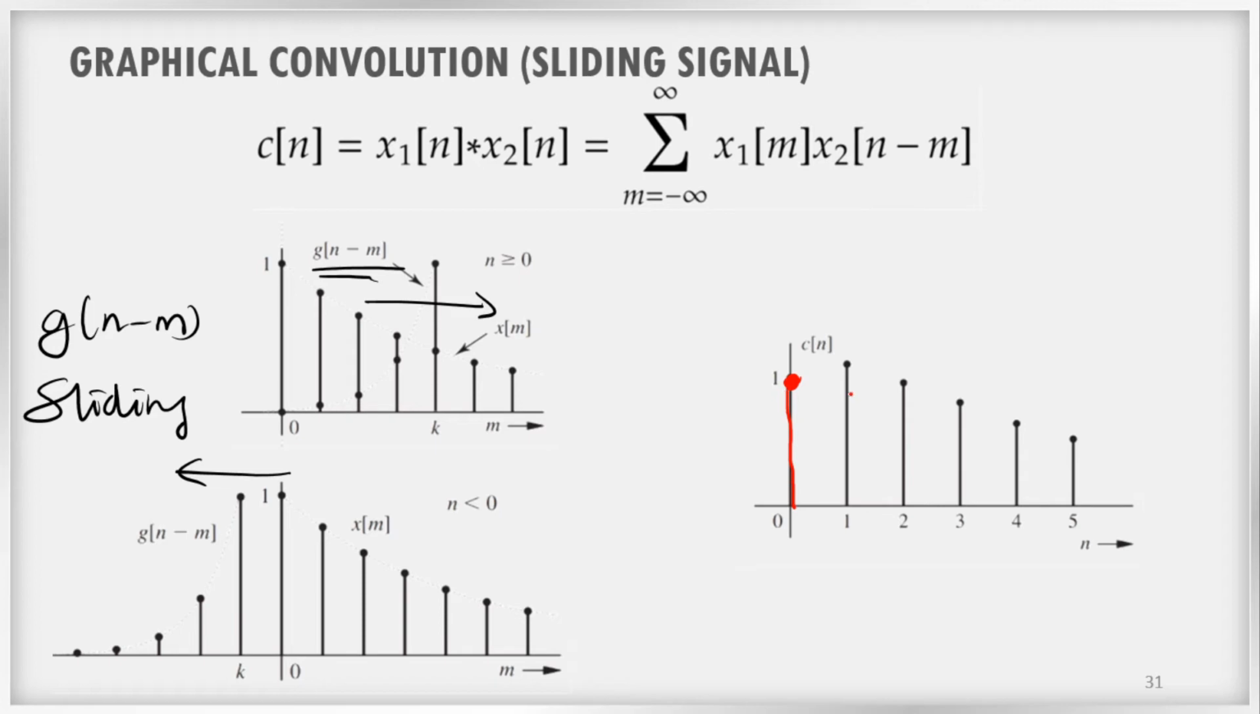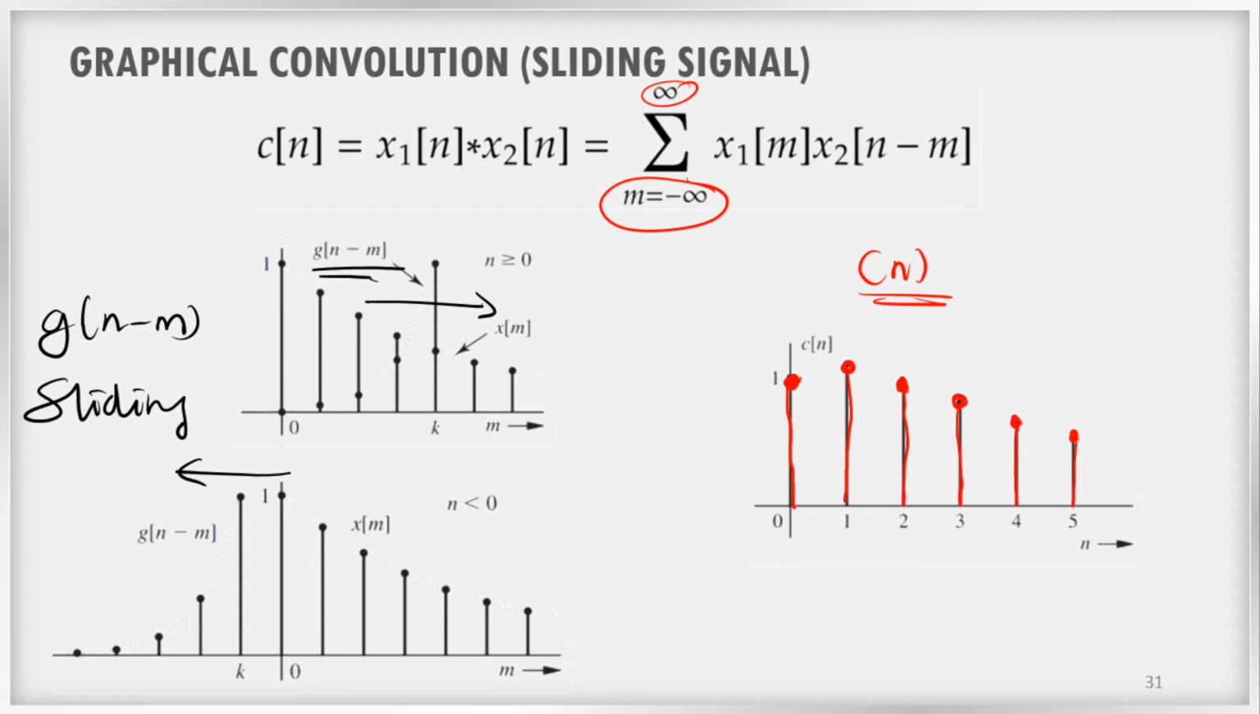Then again shift to the next position, multiply, add, I will get another value in the C of n. Then again shift, multiply, add, I will get one value in the output. Again shift, multiply everything, add, then I will get another value here. Again shift, multiply everything, then add, another value. Again shift, multiply and add, then I will get the output C of n. So this operation I can perform from minus infinity to plus infinity. That is why this formula is given like this, right? So this is how the sliding signal operation is performed.